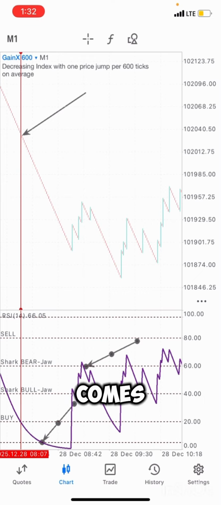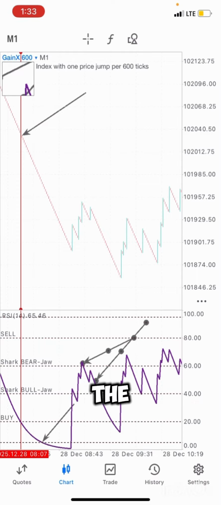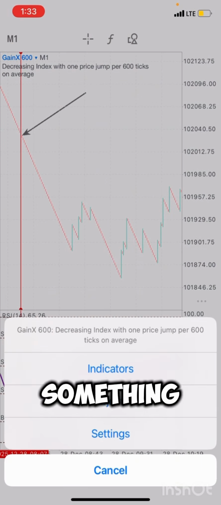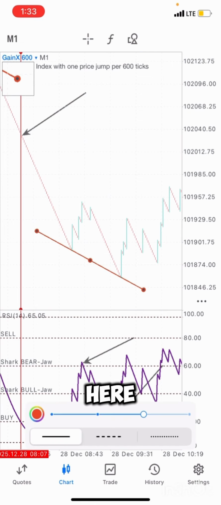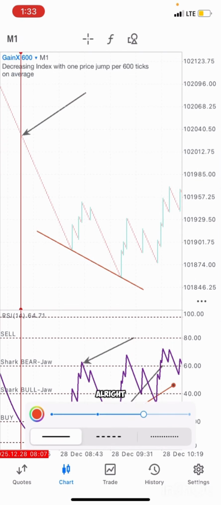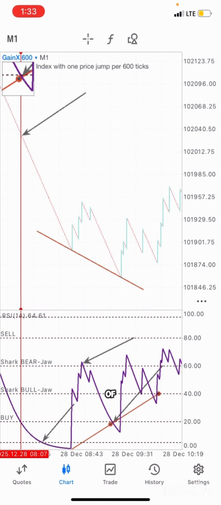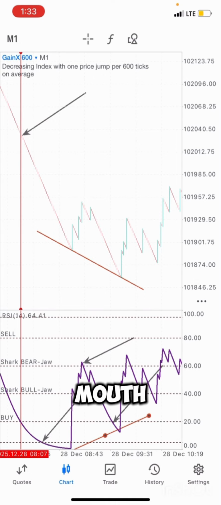Now when RSI comes back and touches the level 20, as you can see there, let me bring in another arrow. You wait for RSI to come back and then touch the level 20. At this point you will see that there is a formation of something that we usually call a divergence. You can see that here the market is moving in a downtrend, but here you are looking at something like this. So it's some form of a divergence, but at the same time it looks like a shark which has opened its mouth.